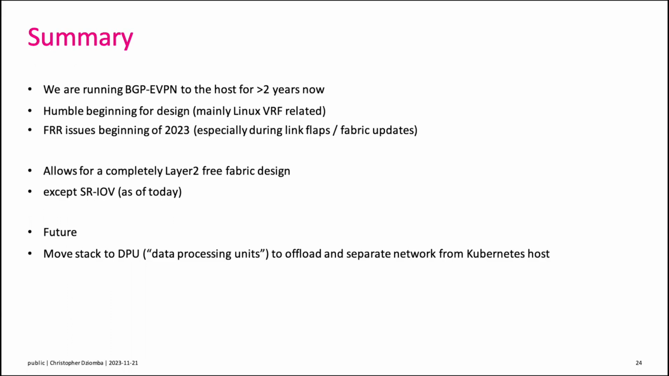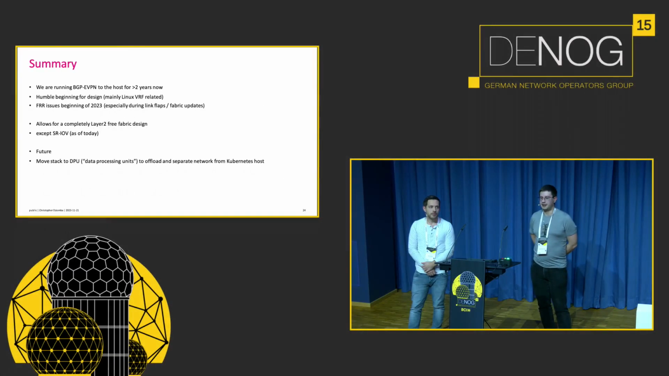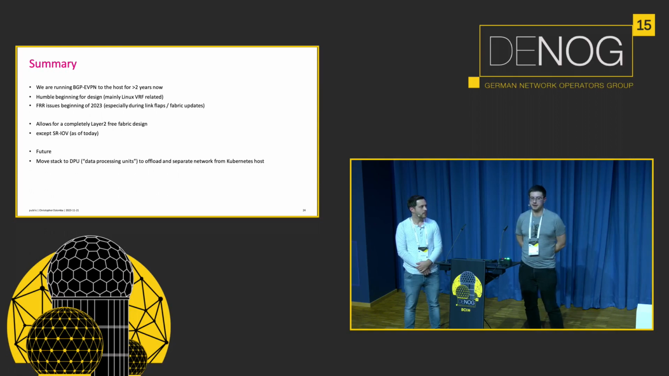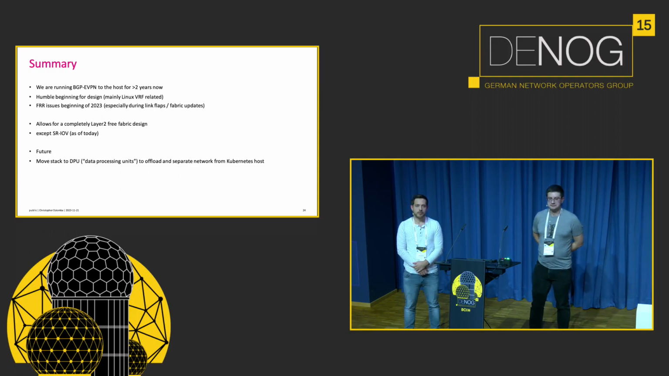We have a humble beginning that we still need to somewhat design around, like Jens mentioned. We want to take another look at Linux namespaces instead of VRFs. We had some issues with FRR on the hosts where we needed to spend quite a lot of time debugging things, especially when you had failures inside the fabric. That propagated to link flaps or completely broken nodes that needed an FRR restart to work again. So the redundancy mechanisms weren't working in some FRR versions.